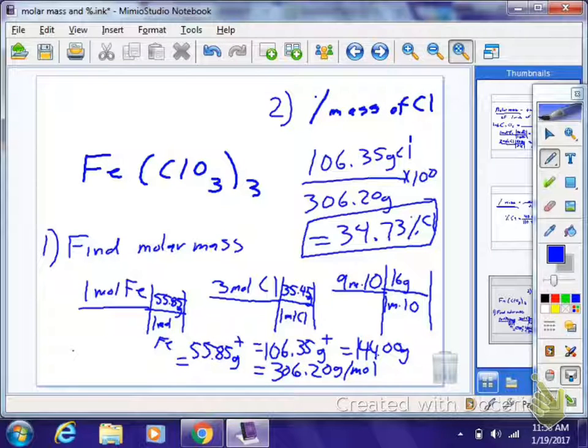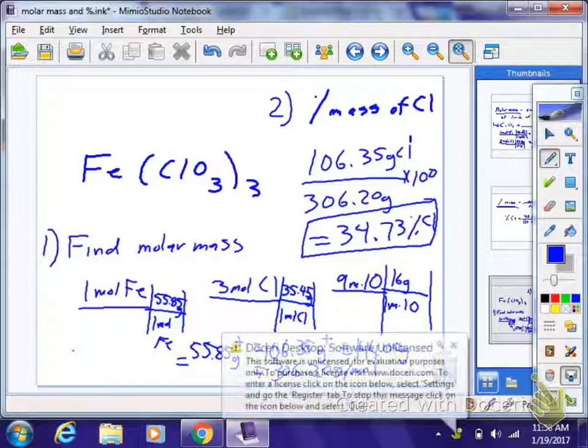You only have 3 chlorines versus oxygen, you have 9. Okay, so you would think oxygen is probably going to have higher percentage. Probably going to be closer to about, not quite 50%, but in the 40% for oxygen.